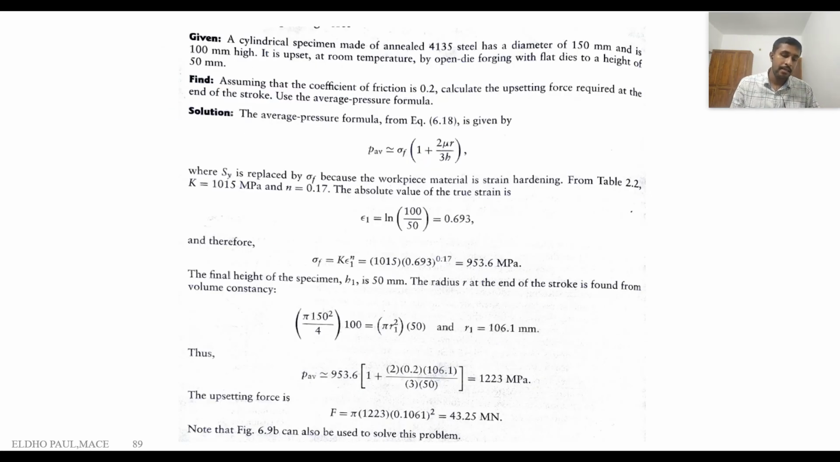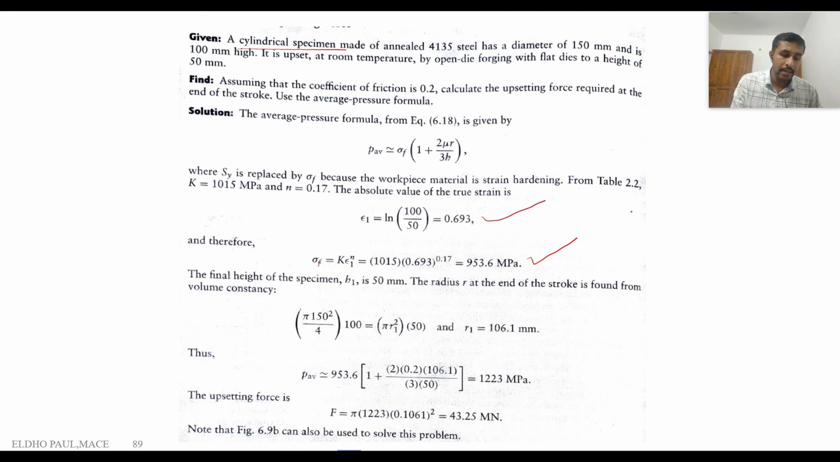And another one is here we can use a cylindrical workpiece. This previous one was a rectangular workpiece here under plane strain condition. But here it is a cylindrical workpiece. Same way we can do, first calculate the strain, true strain, flow stress of the material.